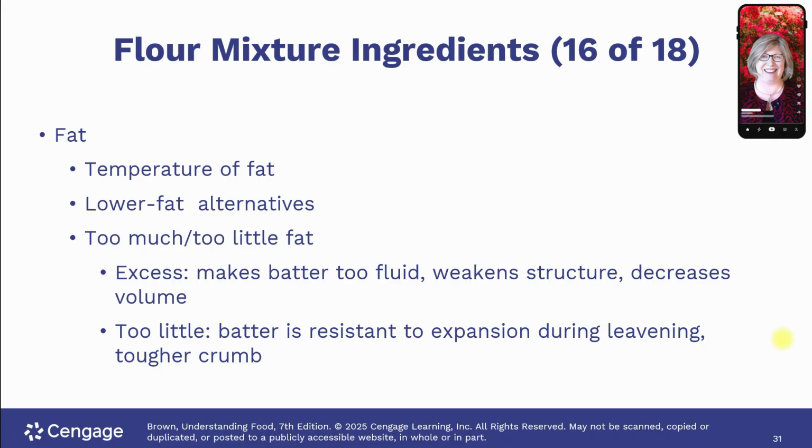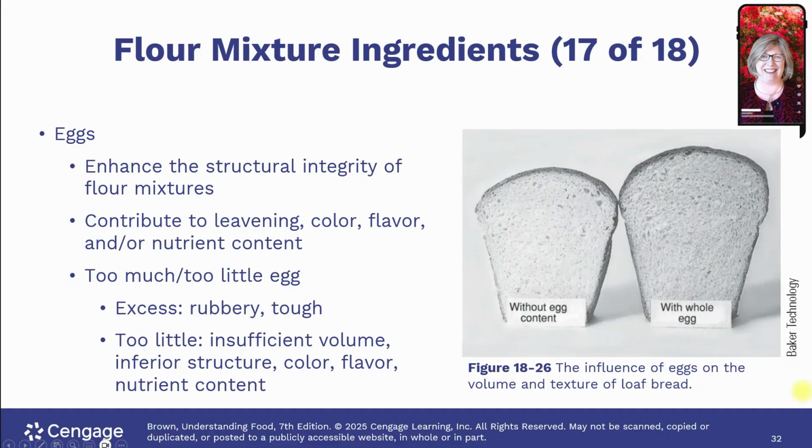Again, if you have too much or too little fat, you will have a problem. Too much fat makes the batter too fluid, weakens the structure, and decreases volume. Too little fat, the batter is resistant to expansion during leavening, and you will end up with a tougher crumb. We've talked about adding an emulsifier. Eggs happen to be a really good emulsifier.